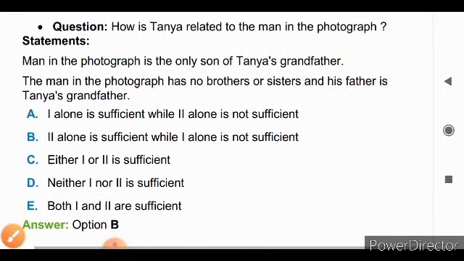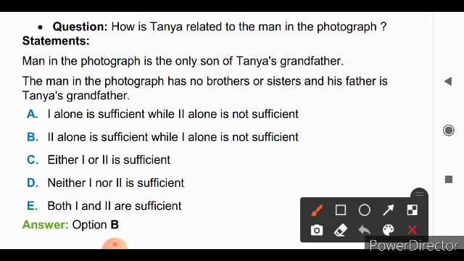Next question is, how is Tanya related to the man in the photograph? Statement 1 is, the man in the photograph is the only son of Tanya's grandfather. And statement 2 is, the man in the photograph has no brothers or sisters and his father is Tanya's grandfather. So from statement 1 we get the man is the only son of Tanya's grandfather, which means the photograph's man is the father of Tanya. And with statement 2 we get that the man's father is Tanya's grandfather. So with both statements 1 and 2 we can say Tanya is the daughter of the photograph's man. So answer of the question is option E, both 1 and 2 are sufficient.